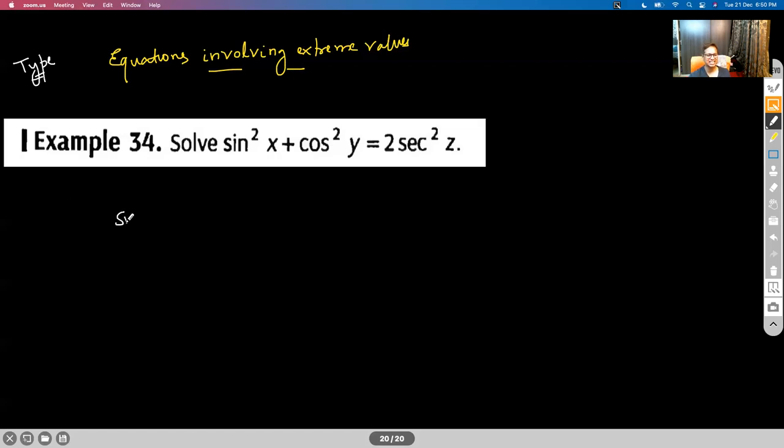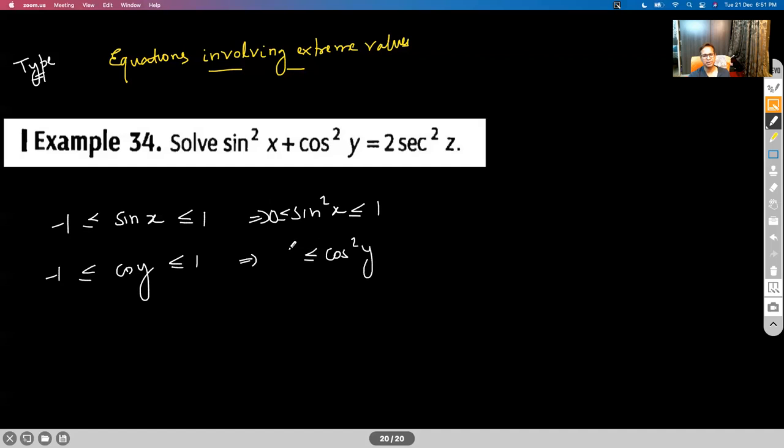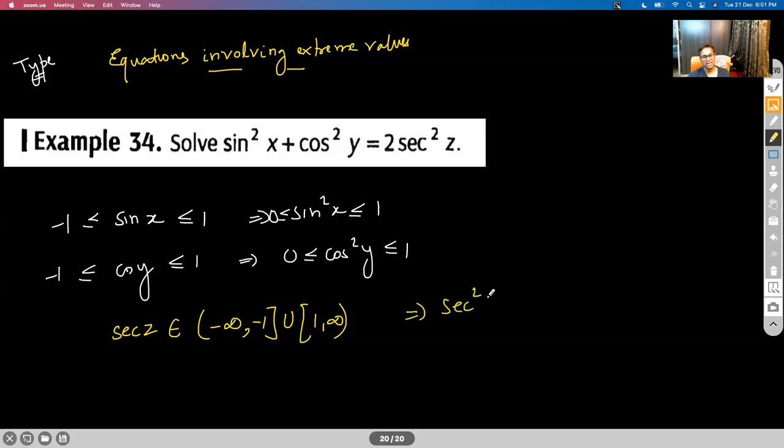See, we all know that sine X is between minus one to one, right? So can I say sine square X will be between zero to one? Correct. Same goes with cos Y also. Cos Y also lies between minus one to one, so cos square Y will lie between zero to one. Correct. And everybody please pay attention. Sec lies between minus infinity to minus one, union one to infinity. So sec square Z will always be greater than or equal to one. Please understand this.